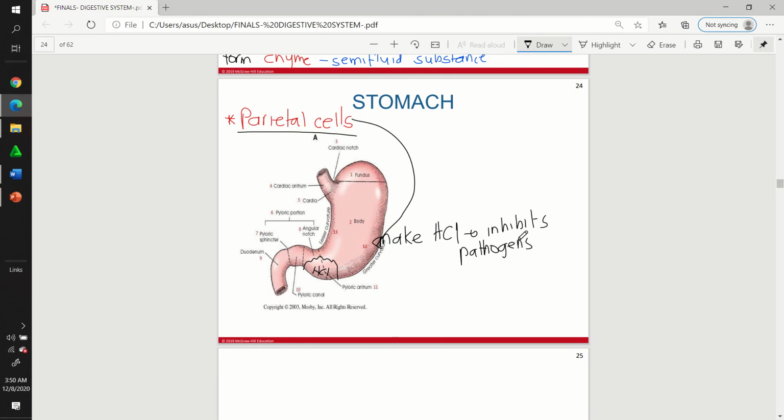And another cool role of your parietal cell, aside from making your hydrochloric acid, is to activate the enzyme pepsin. What is your pepsin? That is an enzyme which begins the breakdown of proteins in the stomach.